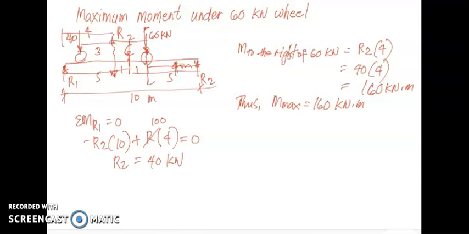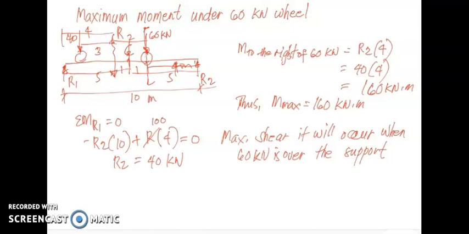So now to compute for the maximum shear, it will occur when our biggest load, which is 60 kilonewton, is over the support. So if our 60 kilonewton is over the support, meaning to say this is our R sub 2, and this will be our 60 kilonewton at R sub 1. So we have our resultant R. So this distance is 2, so therefore this is 8.